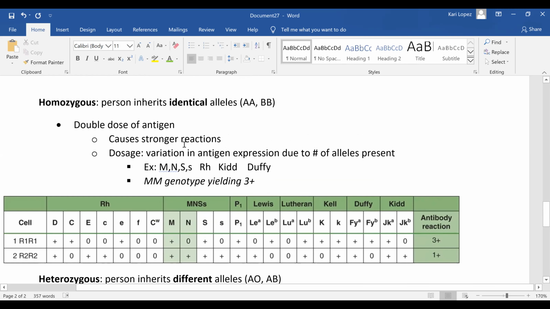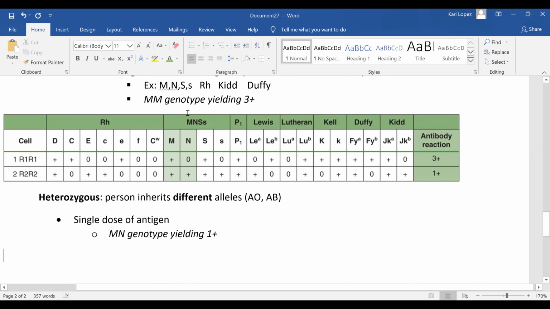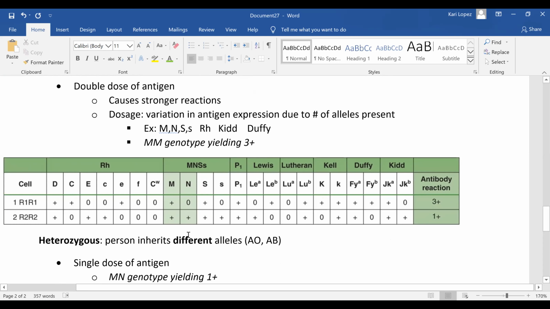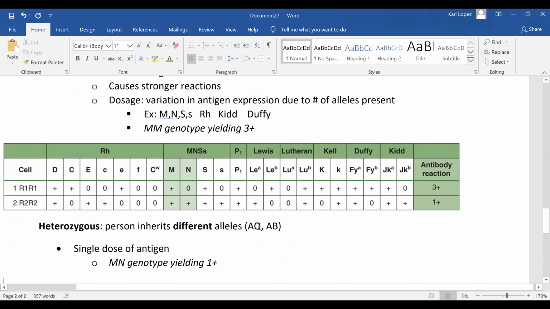I wouldn't say it as one's positive and one's negative. You would say it as if it's positive, then that means it has the M. If it's negative, it means it doesn't have the N antigen. That is true. So if it's positive, it has the N antigen. If it's negative, it doesn't have the N antigen. But homozygous is identical, and heterozygous means they have different. So in the case of your group A, if they're homozygous for group A, then you know that they genotype as AA. And if they're heterozygous for A, then you know that they're going to genotype as AO or AB, but AB wouldn't be group A, it would be group AB.